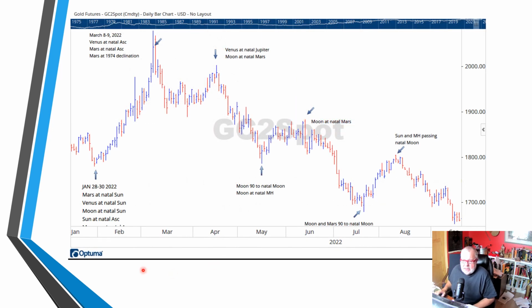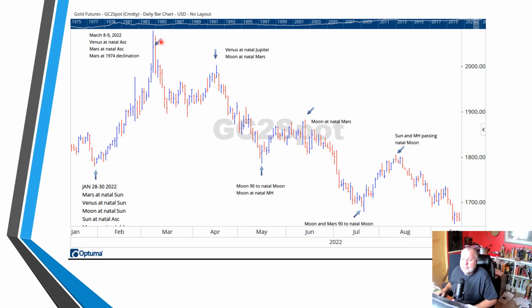So here's an example. This is gold futures, continuous front month chart. And if we go back to the left-hand side of the chart, in the latter part of January 2022, we had a swing low. And what caused that? Mars was passing the natal Sun in the 1974 natal horoscope. Venus was passing the natal Sun. Moon was passing the natal Sun. Sun was at the natal ascendant point. And all of these then conspired to trigger a change in human emotion, and people started buying gold and pushing the price up higher.